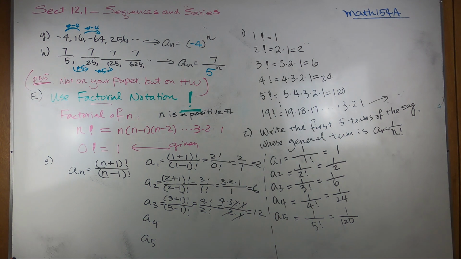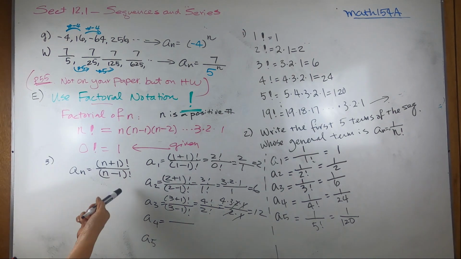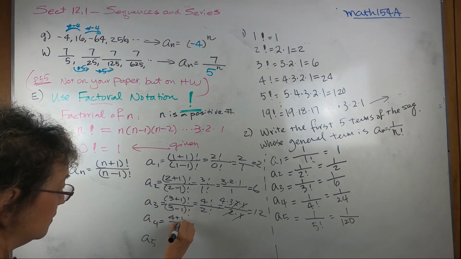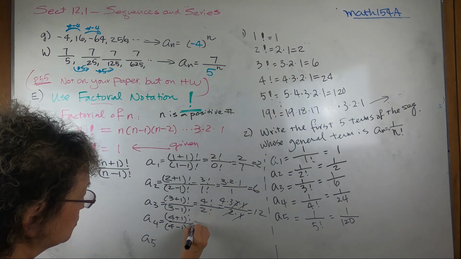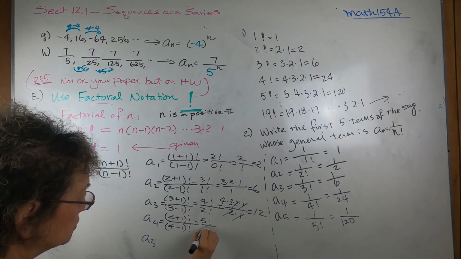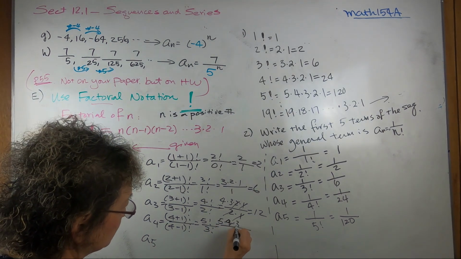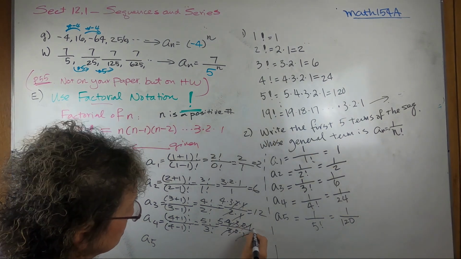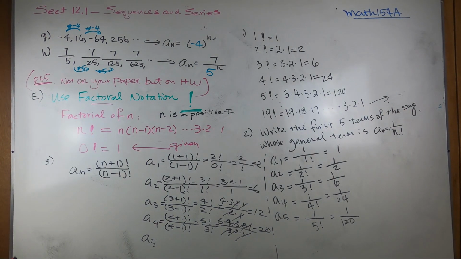Straightforward, right? So find each term as long as you know what we mean by the sequence and the pattern. So this one, n is 4. You plug in (4+1)! over (4-1)!. That would be 5 factorial divided by 3 factorial. That's 5, 4, 3, 2, 1 over 3, 2, 1. Those cancel out. So your answer is 20, right?